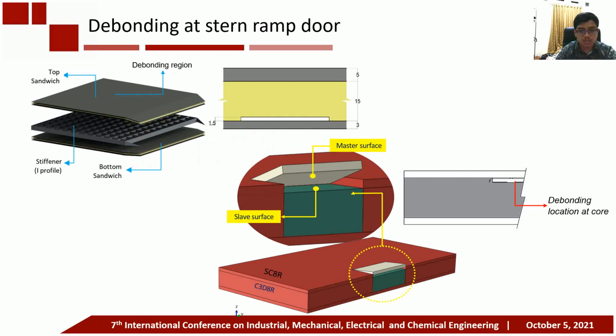In this case, debonding is located in the stern ramp door of Ferry Ro-Ro 3000 GT. The amount of debonding damage is 1 to 50%, which is assumed to be the percentage of the ratio of the debonding area to the total area of the interface layer.